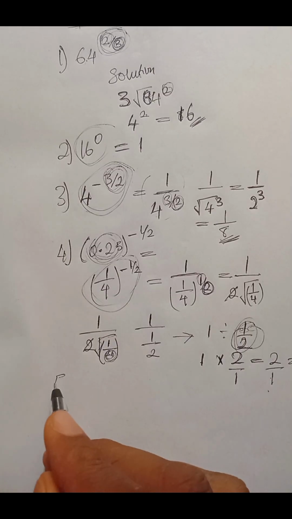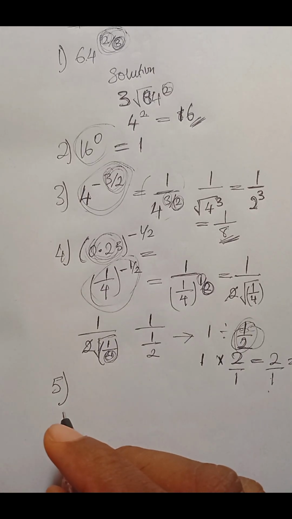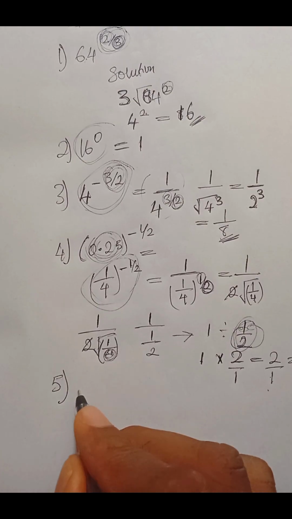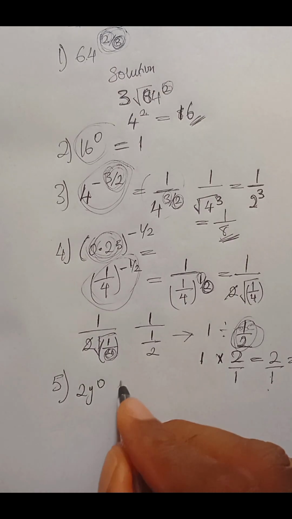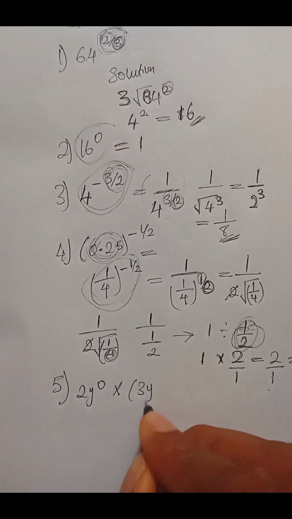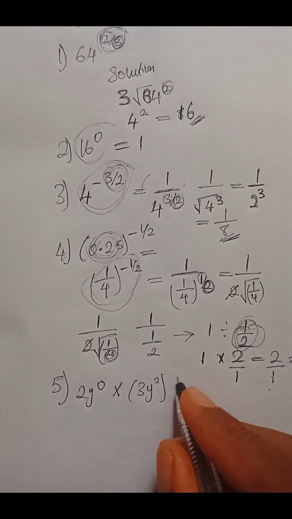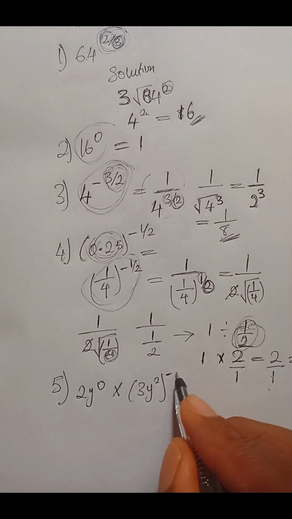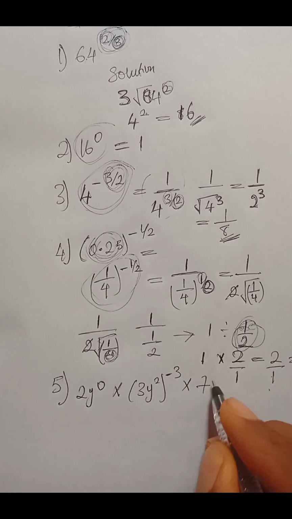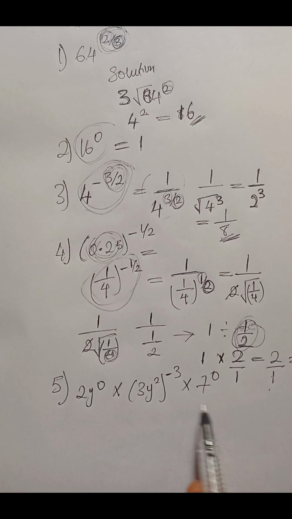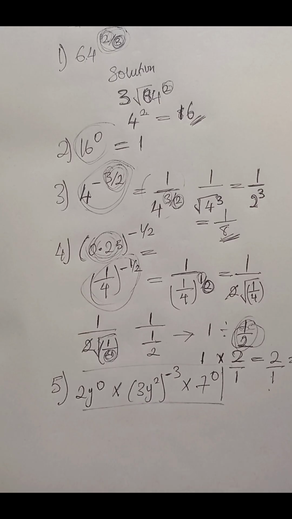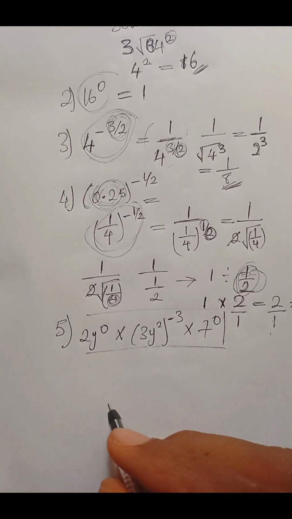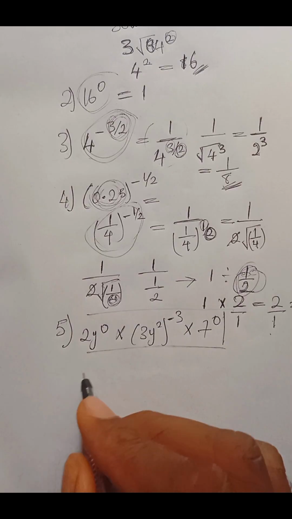Then question number 5. And we have 2y raised to the power of 0 multiplied by 3y raised to the power of 2, all raised to the power of negative 3, multiplied by 7 raised to the power of 0. So how do we solve this question? For us to solve this question, we separate these two.